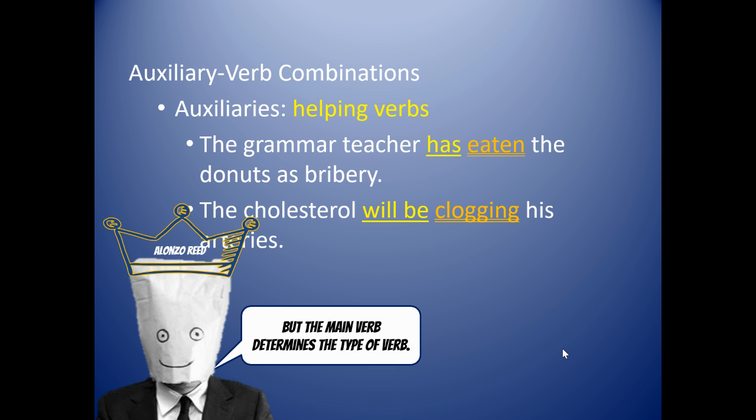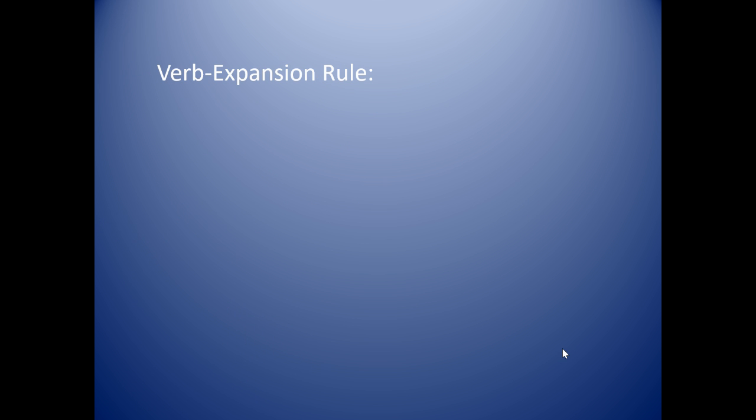So we're talking about auxiliaries. It's nice to see verbs like has and will be, but remember, they're just helpers. They're not really the main verb. The main verb is always the last verb. So eaten and clogging is the main verb. And you can only have one main verb. So has and will be are not really the main verbs at all. They're just simply there to help the main verb. And that determines whether it's an action verb or a linking verb or a to be verb.